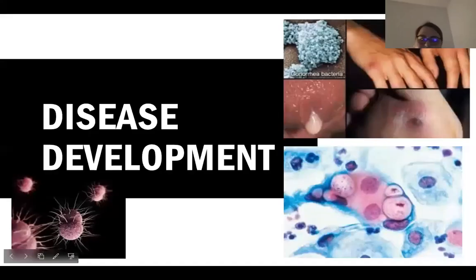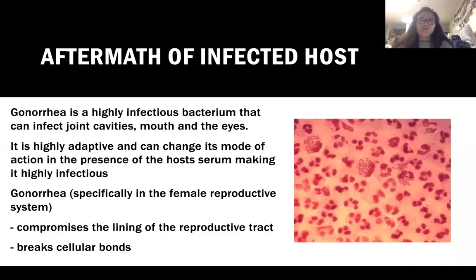Next slide. Disease development. Aftermath of the infected host. Gonorrhea is a highly infectious bacterium that can infect joint cavities, mouth, and the eyes. It is highly adaptive and can change its mode of action in the presence of the host serum, making it highly infectious. Gonorrhea, specifically in the female reproductive system, compromises the lining of the reproductive tract and breaks cellular bonds.